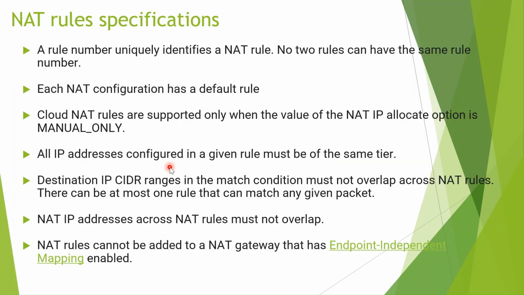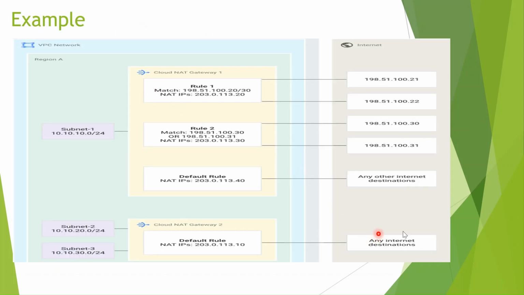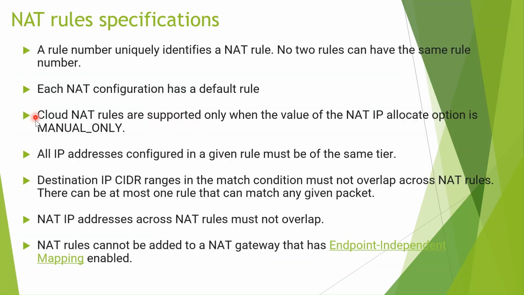Once you create NAT rules, you have to make sure of some specifications. Number one, the rule number is unique. No two rules can have the same number, and each NAT configuration has a default rule. As we know, it will create a default rule every time you use NAT rules. Cloud NAT rules are only supported when the value of the NAT IP allocate option is manual. As we know, there are two types of options, automatic and manual. So if you choose manual, only then can you use Cloud NAT rules.